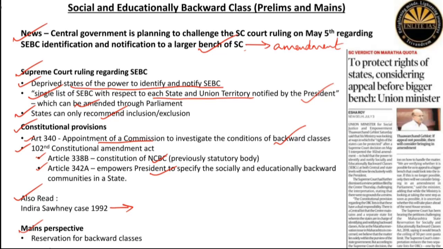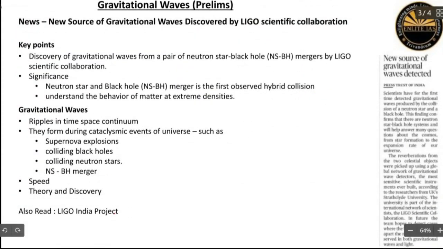Okay, moving on. The second topic that we are considering for the day is gravitational waves. It was in news because we have discovered a new source of gravitational waves, and it was discovered by the LIGO scientific collaboration. The new discovery of gravitational waves is from a pair of a neutron star and a black hole. It is referred to as an NSBH merger.